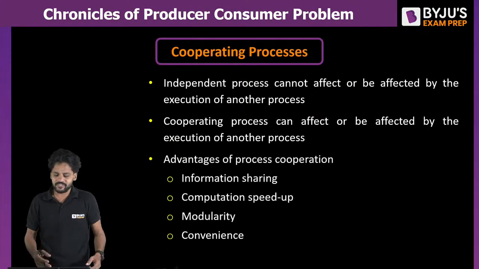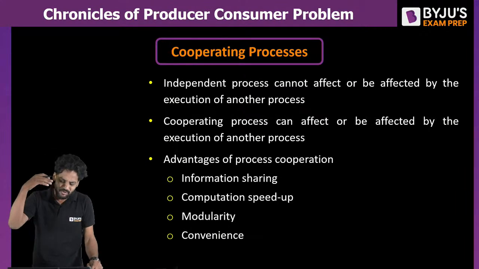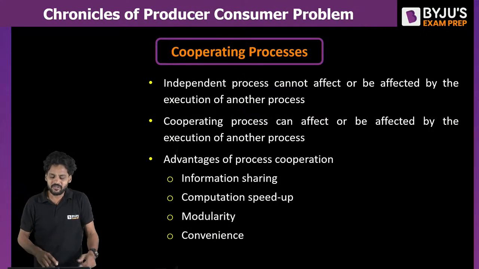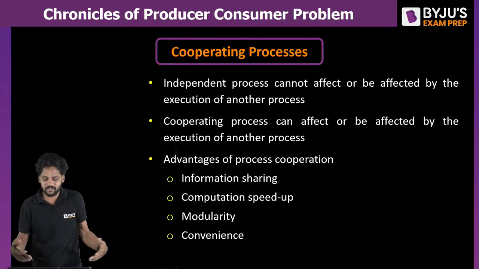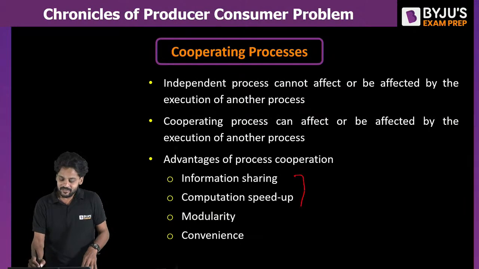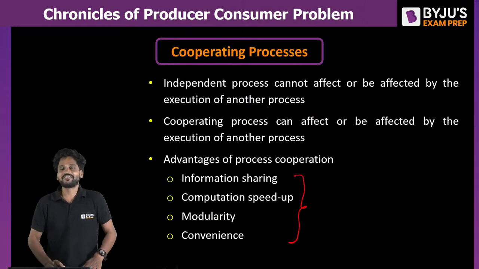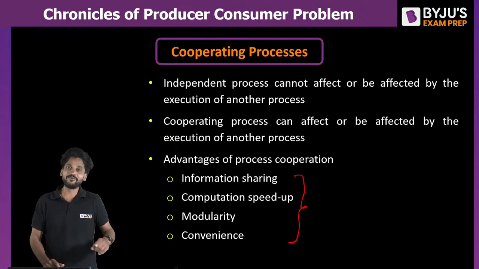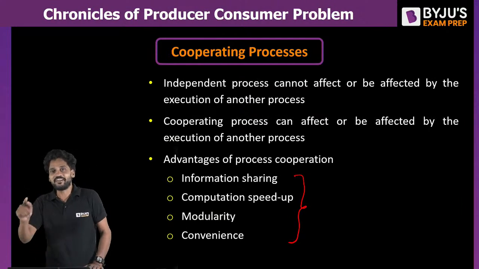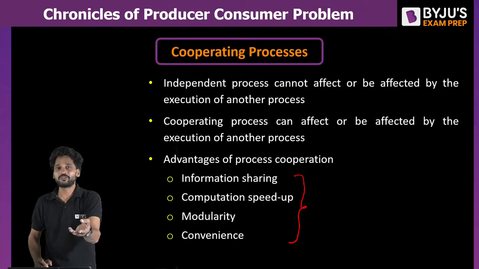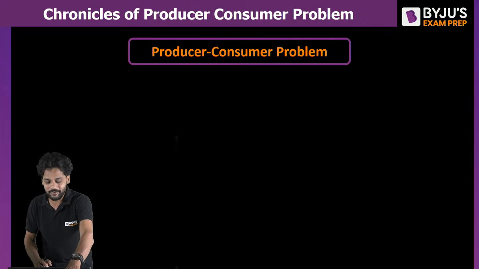So, the advantages of process cooperation, you can go on listing any number of advantages. You can talk about information sharing, computation speed up, modularity and convenience. But let me tell you, this doesn't sound good to the operating system, since the operating system will need to find out some solutions to the complexities and difficulties that are thrown by cooperative processes.